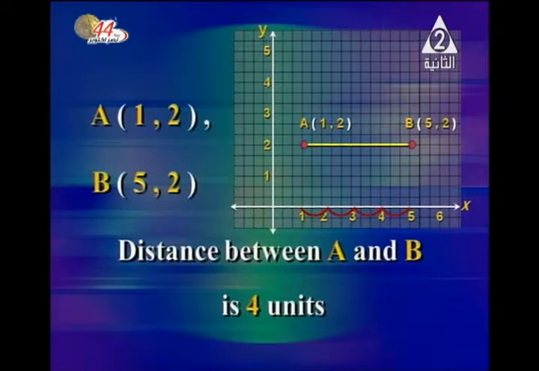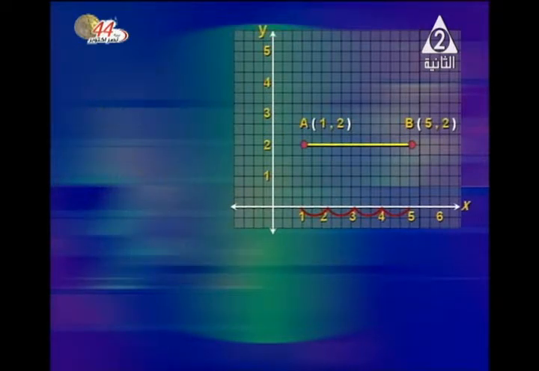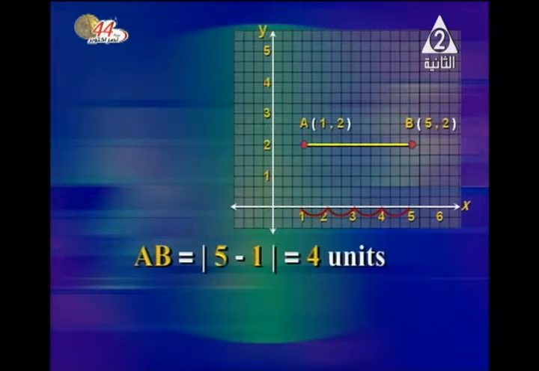So in this case, we can say that AB equals the absolute value of 5 minus 1 to give a result of 4 units. You have subtracted 1 from 5, which is the x coordinate in A and the x coordinate in B. And in this case, AB will be parallel to the x-axis.